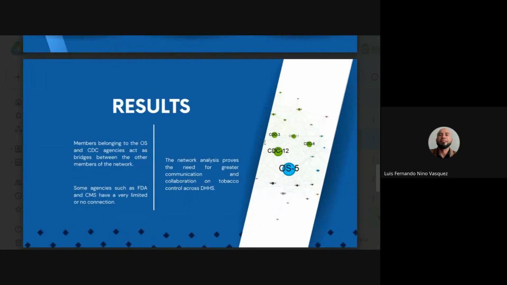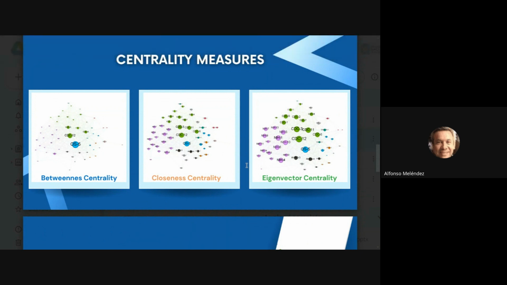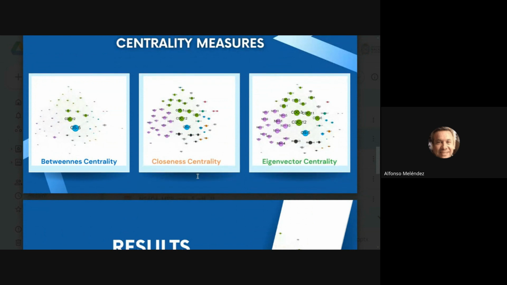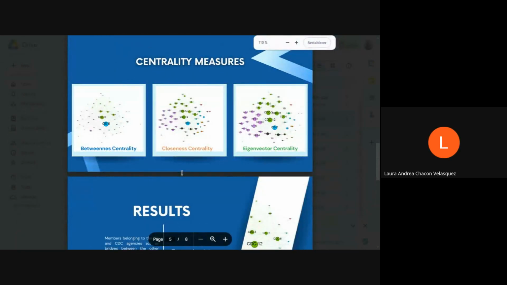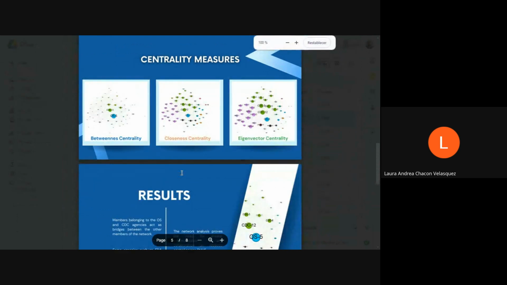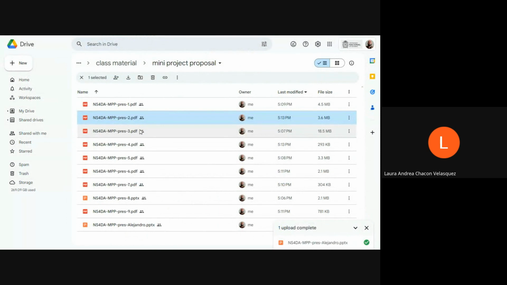It was very important to say how small the network is. It's manageable for calculating centralities and doing a very good analysis. In this network we have 53 nodes and 446 links between the agencies. Yeah, it's a small network.